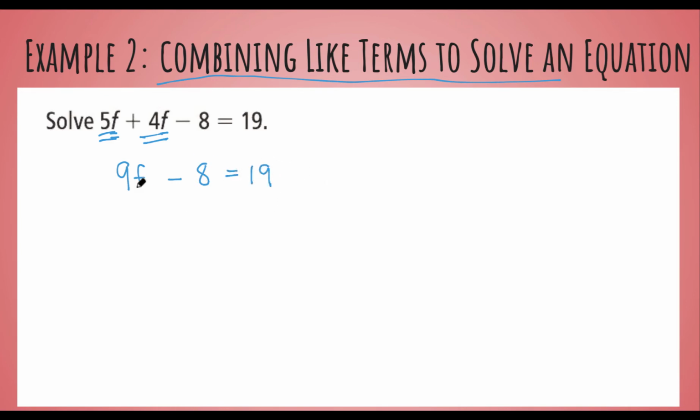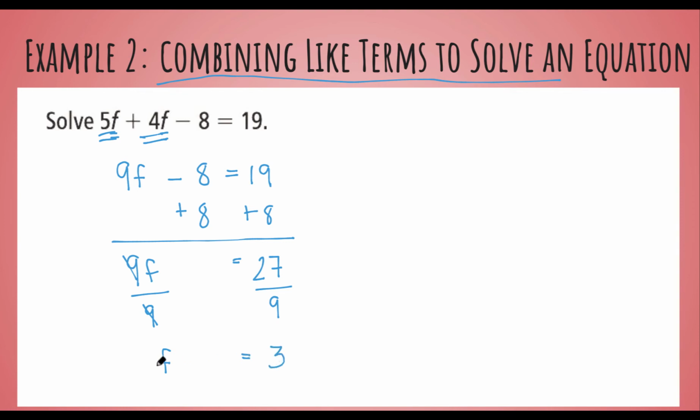All right, continuing to solve, remember we're using that reverse PEMDAS order. So we're going to add the 8 as our next step. Again, make sure you show every single step on your homework. 9f is equal to, so 19 plus 8 is 27. We're dividing both sides by 9 because 9 multiplied to f, the opposite of multiplication, is division. 9 divided by 9 simplifies to 1, so we get 1f is equal to 3.